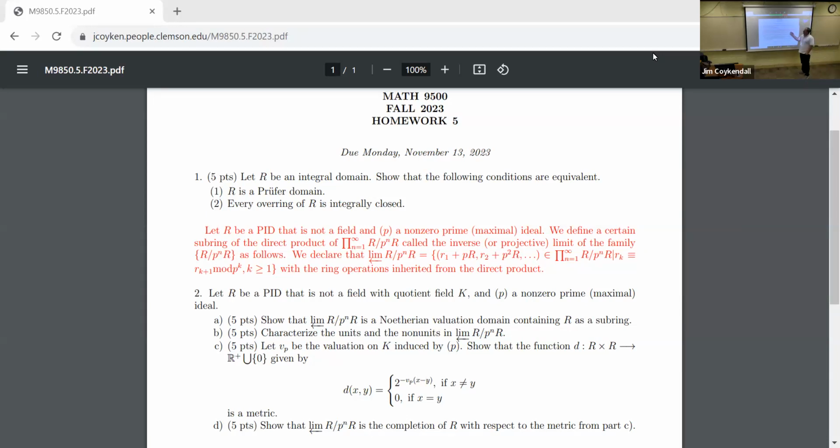So here's the next one. What came up pretty heavily in what you did? The fact that every overring is integrally closed, right? There's a place in my proof where it's very clear why this is needed to be Prüfer.